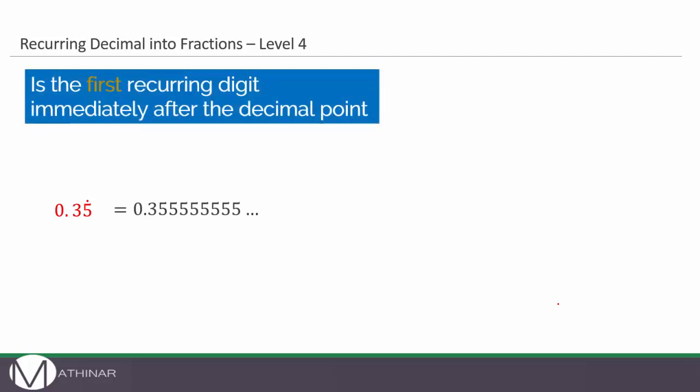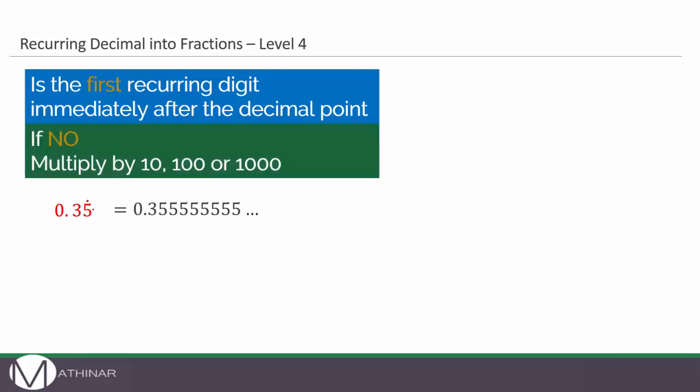So we ask ourselves the same question to begin with. Is the first recurring digit immediately after the decimal point? Here is my decimal point, and here is my first recurring digit. Is the first recurring digit immediately after the decimal point? In this case, no. So if no, what we need to do is multiply it by 10, 100 or 1000 so that the first recurring digit is immediately after the decimal point.